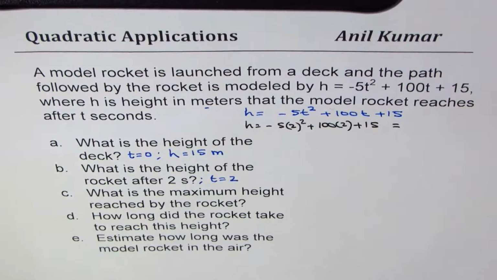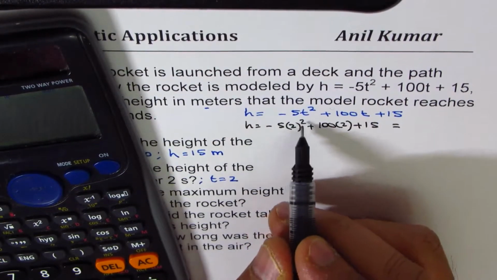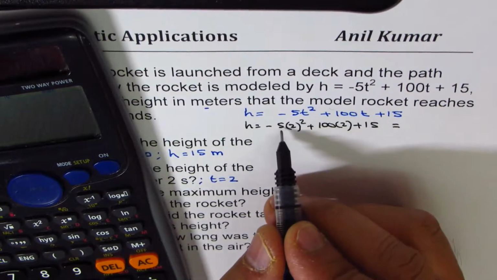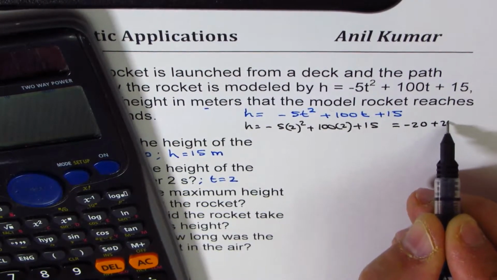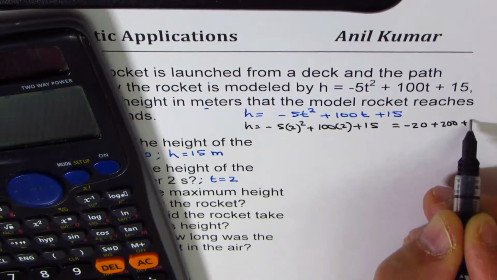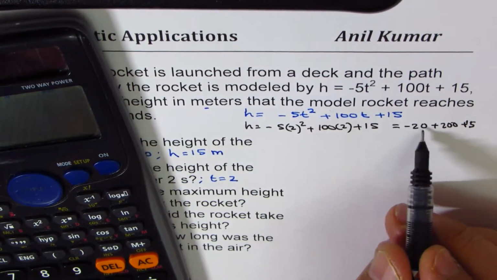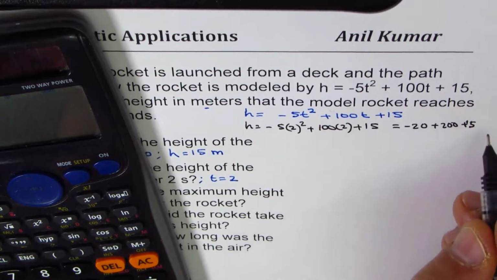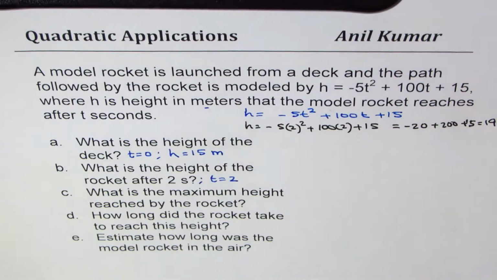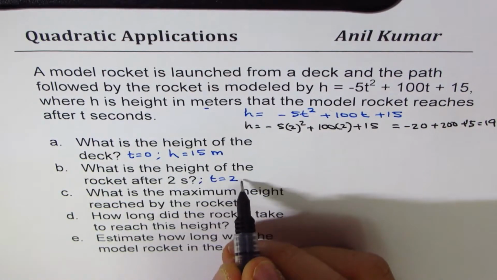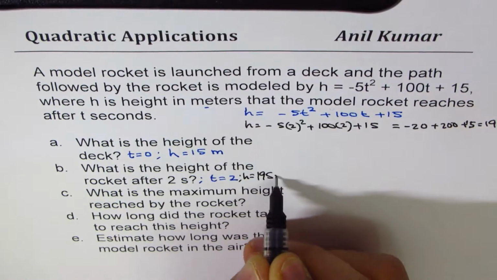We can use the calculator to calculate this answer. Minus 5 times 2 square, or you could just do it. 4 times 5 is 20, which is minus 20 plus 200 plus 15, correct? 15 minus 20 is 5 less. So 195 is our answer, right? 195. Okay. So after 2 seconds, the height is h equals 195 meters.